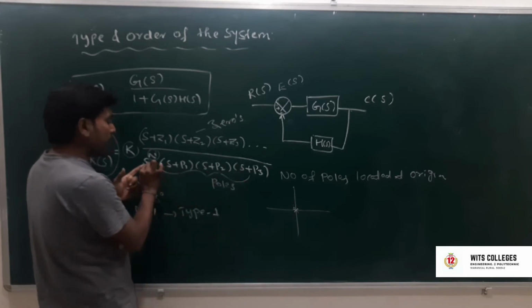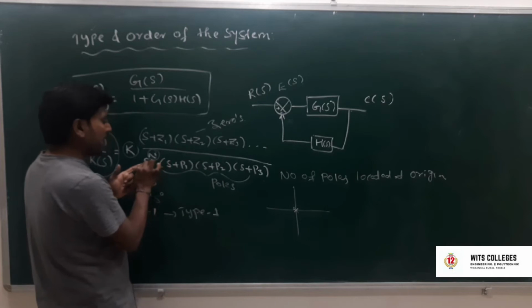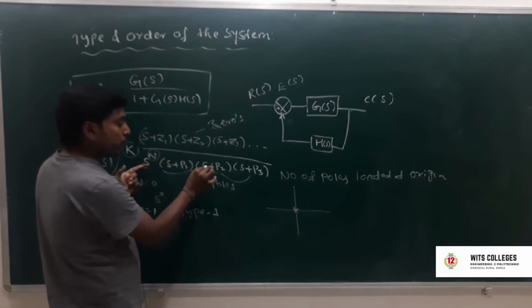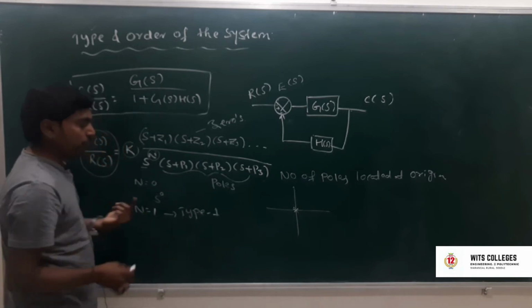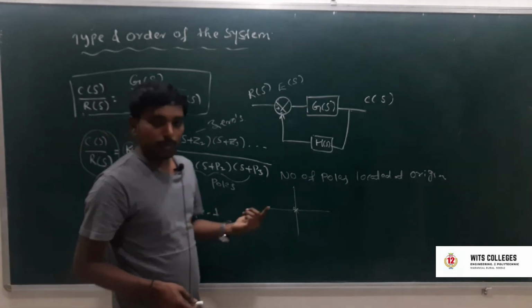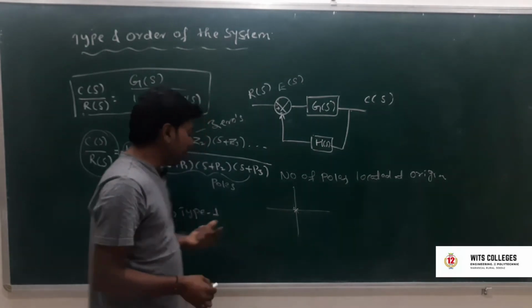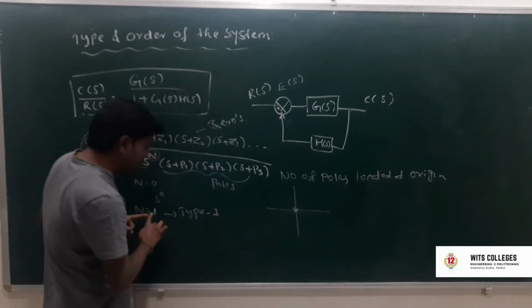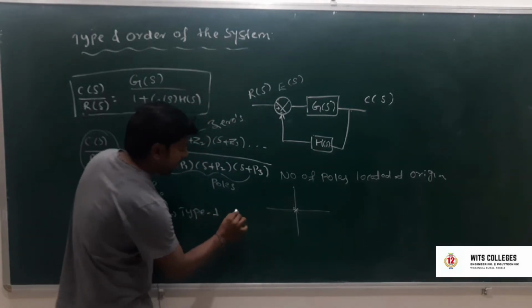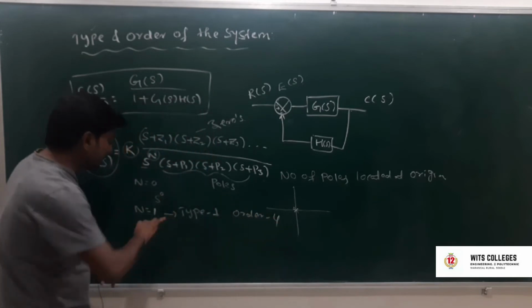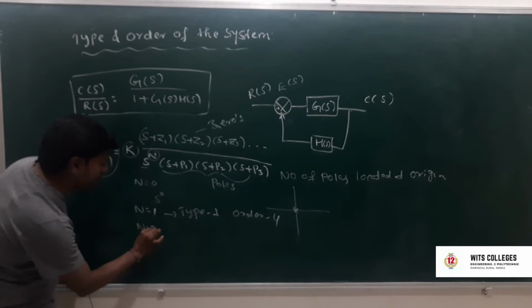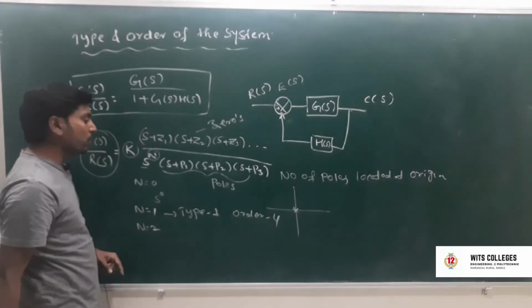Next, multiply these 3 poles: s square, s cube, s power 4. The highest degree is 4, so the order of the system is 4. Here the type is 1 and the order is 4.